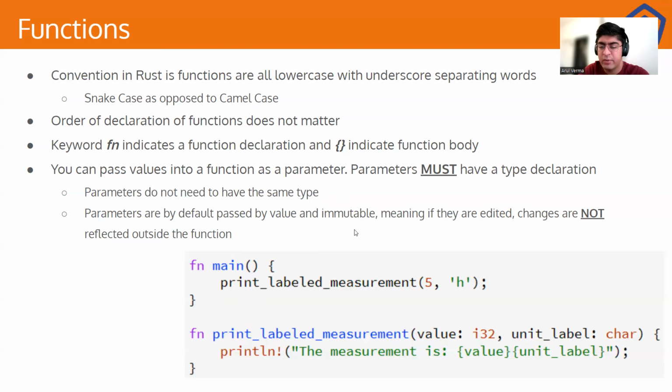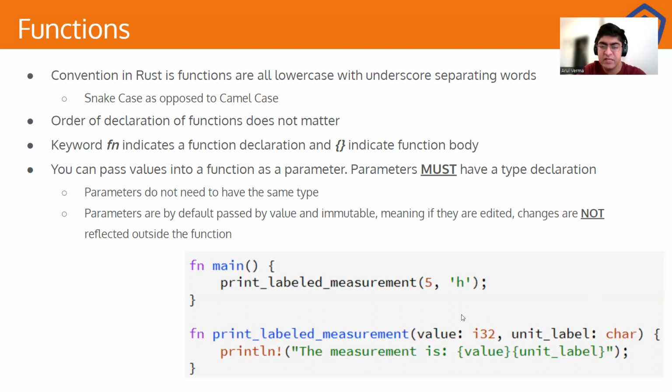But if you do want to have parameters, you have to declare their type. You can see an example of this in my print label measurement right here. We have our variable value, which we're passing as a parameter. We must declare the type of it. And we can have a second parameter as well, and we must declare the type of it. You'll notice that they both have different types. Value is an I32 and unit label is a character. And that is the point. You can have any type of parameters, but you must declare what that type is so the compiler knows.